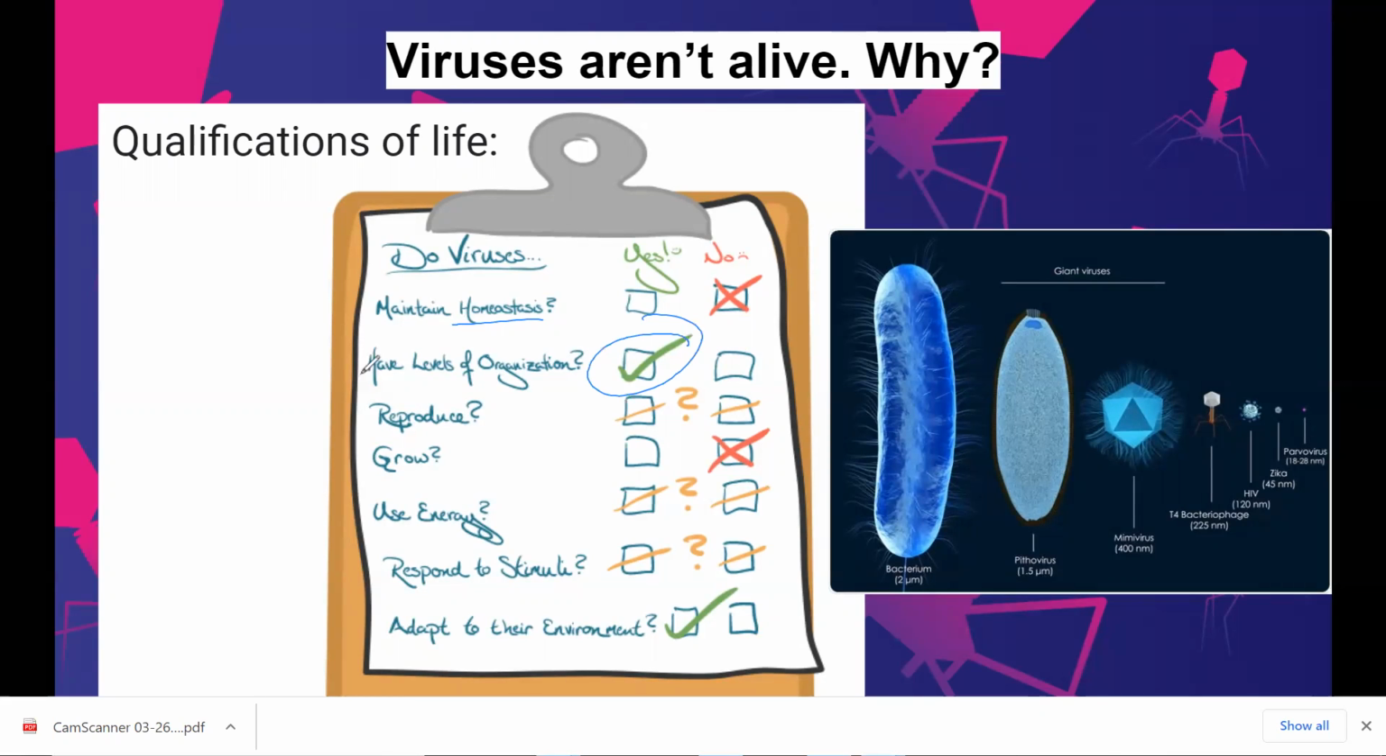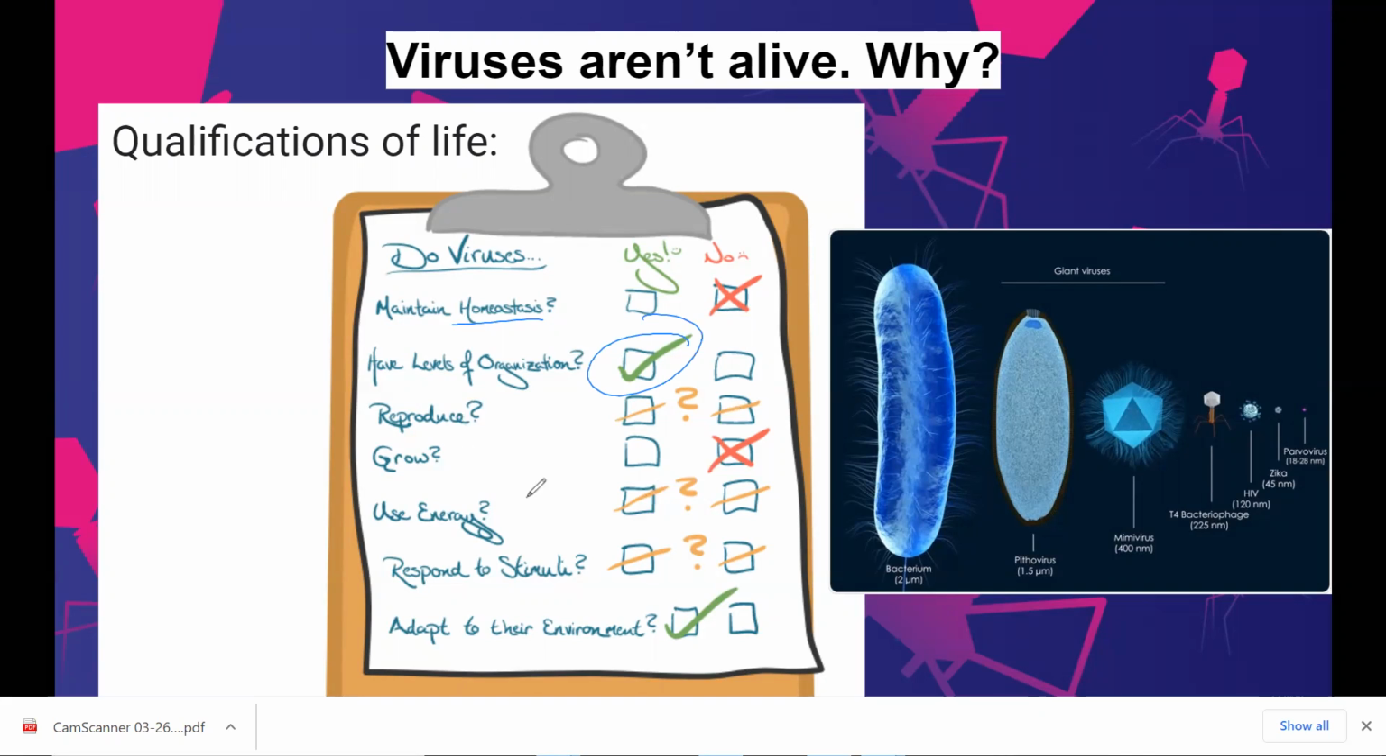So not really. Do they grow? No, they don't, because viruses are produced and pop into being exactly as they will always be. They don't grow, they don't change in that sense. Like it's not as if a host cell produces a little baby virus, it's going to grow up into an adult virus. No, the virus is produced as it is. Do they use energy? Not really.